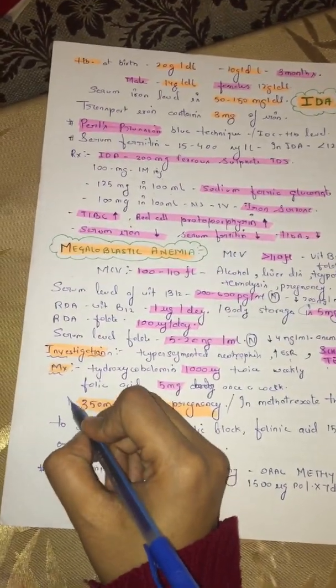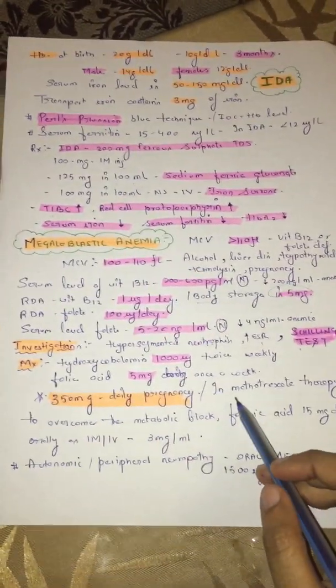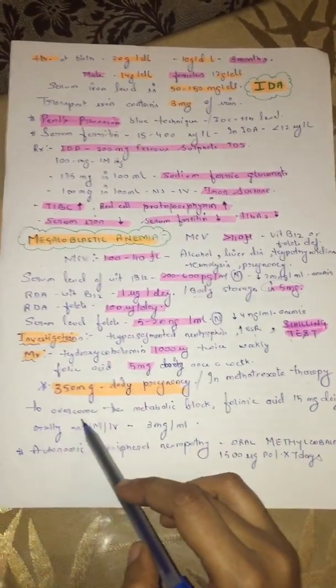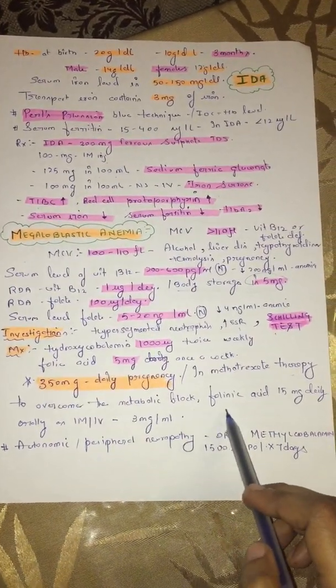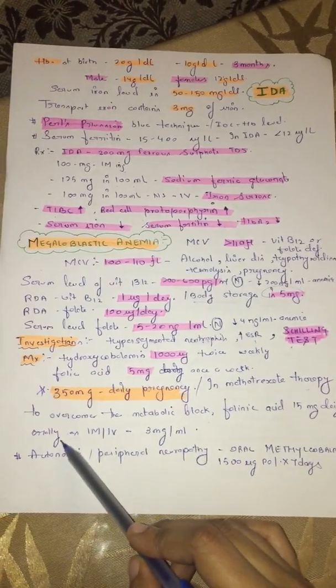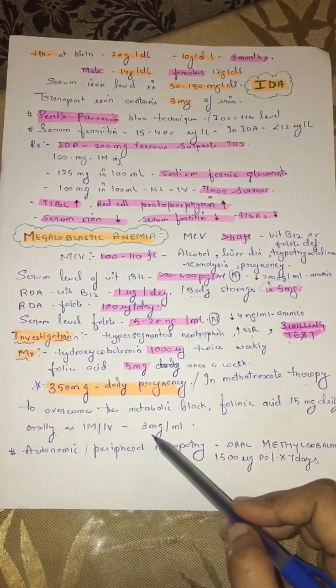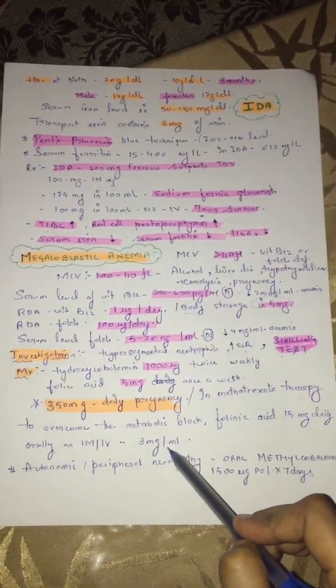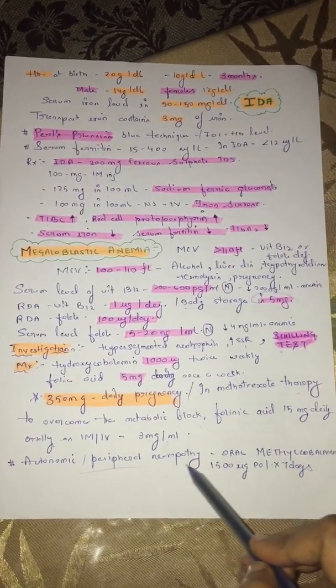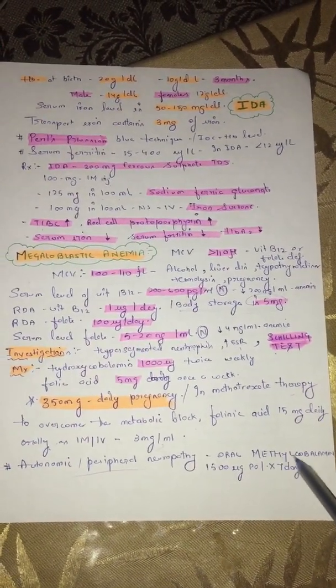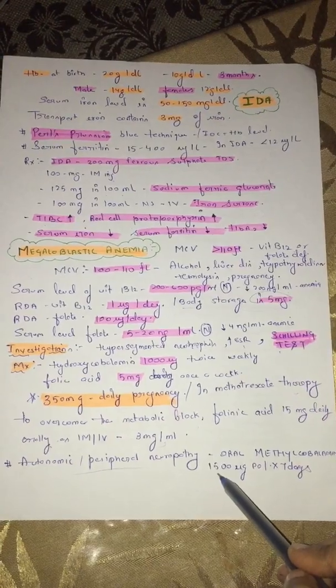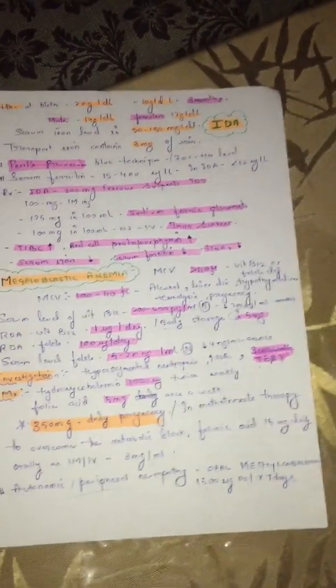It is a question of PSM. It is a repeated question. In methotrexate therapy, to overcome the metabolic block, folinic acid 15 mg daily is used orally. As IM or IV, we can use 3 milligram per ml. In autonomic peripheral neuropathy, oral methylcobalamin can be used. The dose will be like 1500 microgram orally for 7 days.